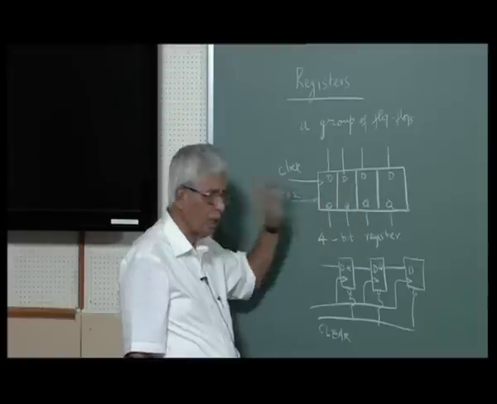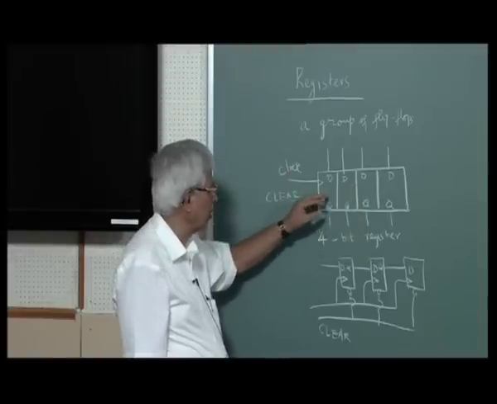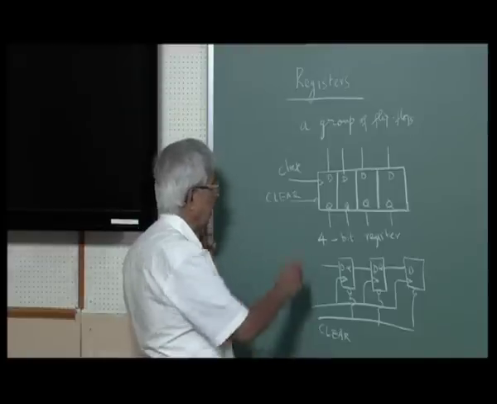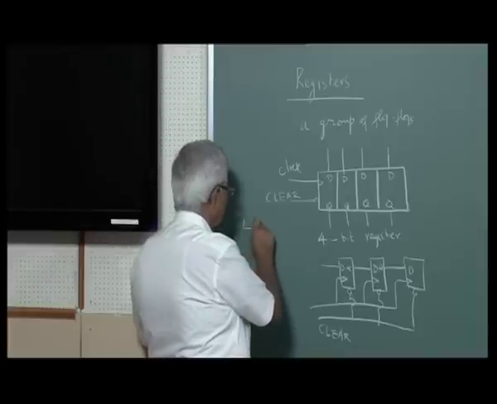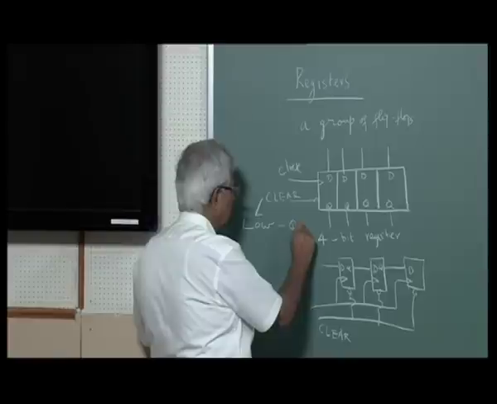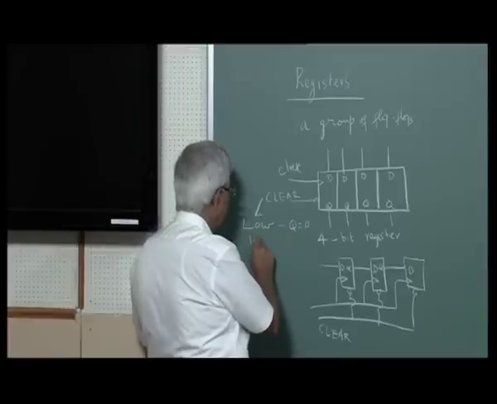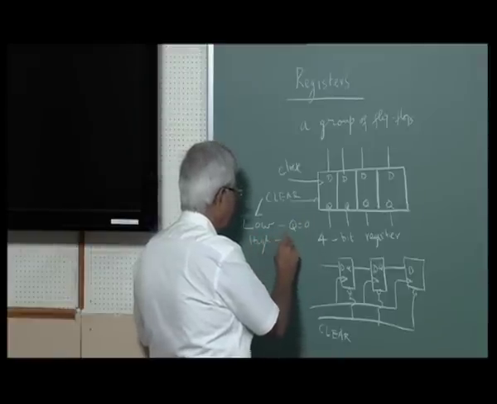But if you want to give a new set of values to the flip-flops, then I should remove this clear and make it high. It is low, clear, high, Q becomes input.